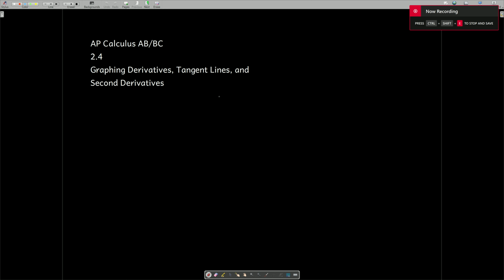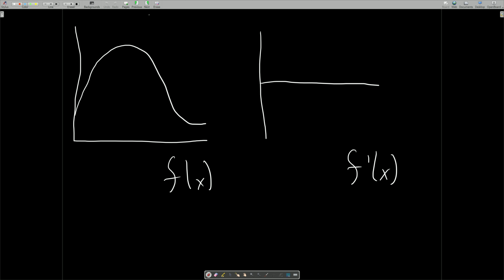Graphing derivatives, tangent lines, and second derivatives. So here we have a function f of x. You want to graph the derivative of it, f prime of x. So this is going to be 0. And remember that the derivative is just the slope of your function.